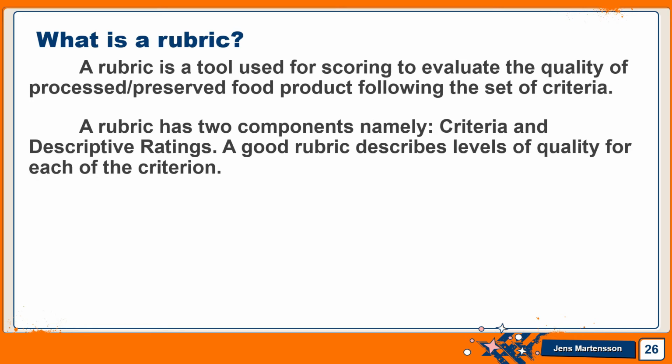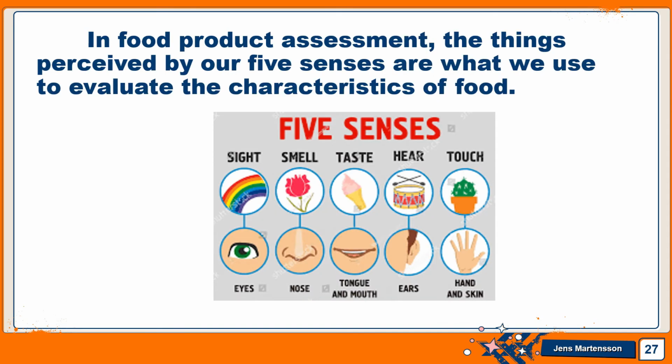A rubric has two components, namely criteria and descriptive ratings. A good rubric describes levels of quality for each of the criterion given. In food product assessment, the things perceived by our five senses, which are sight, smell, taste, hearing, and touch, are what we use to evaluate the characteristics of food.